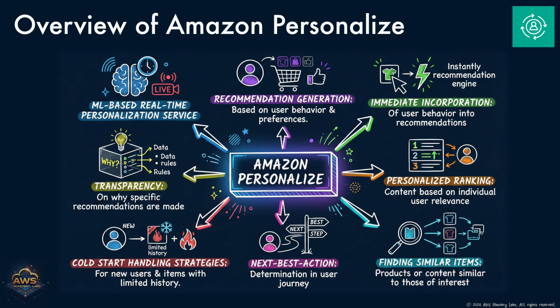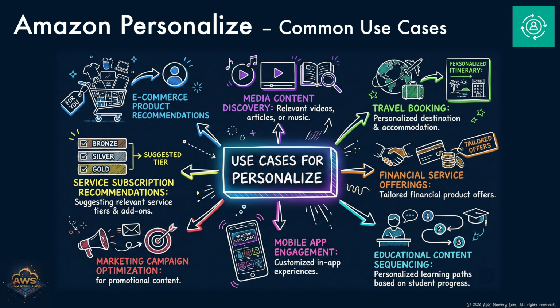Amazon Personalize unlocks the full potential of real-time machine learning personalization across a wide variety of industries and use cases. In e-commerce, it powers intelligent product recommendations, offering each shopper a personalized experience, from homepages to search results to cart suggestions. This means customers find what they need faster and businesses see higher conversion rates.